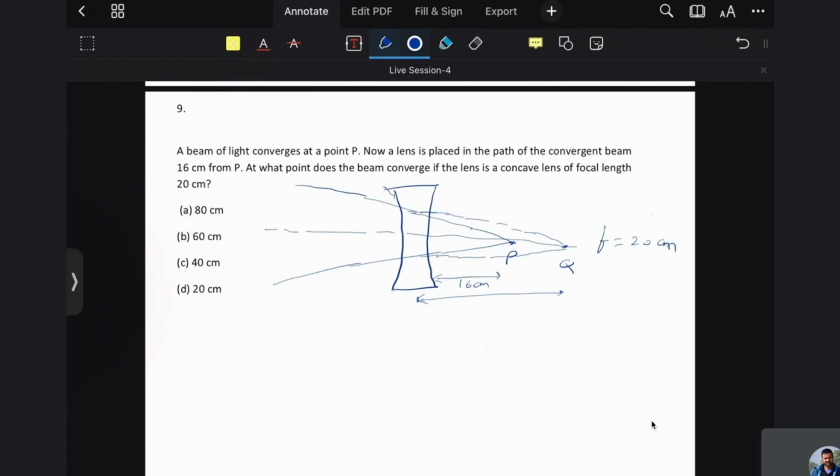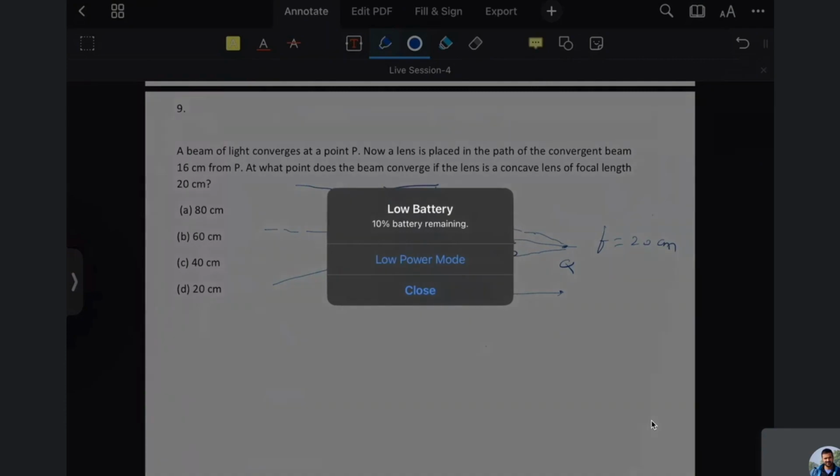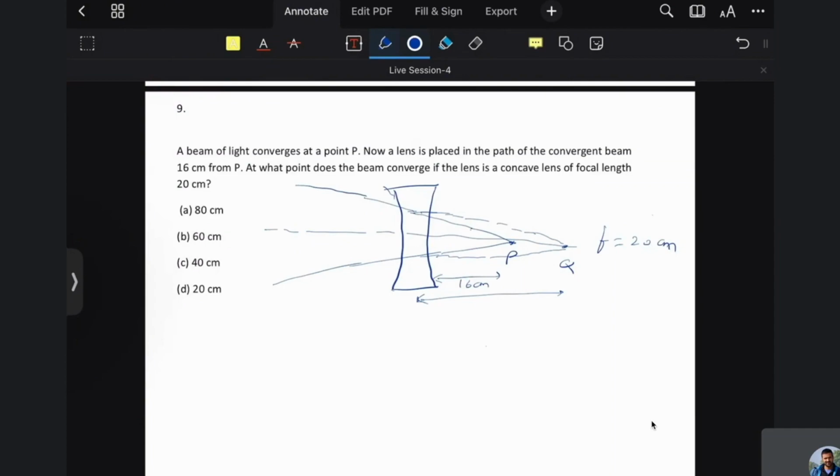So this is a simple problem. I mean, it looks complicated, but what you can do here is, suppose this P is your object. Now consider it as a point object, and it is emitting light like this, and this light will go here and diverge like this. And this will form an image here.